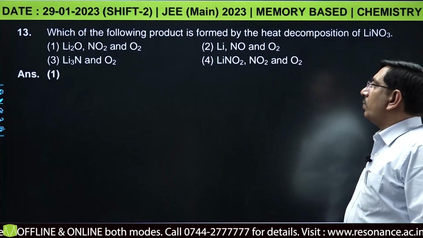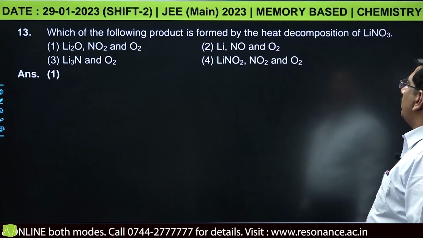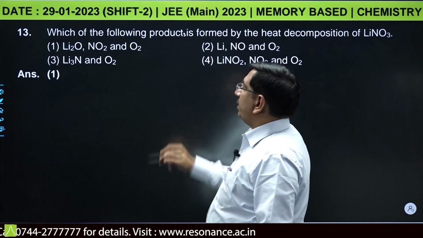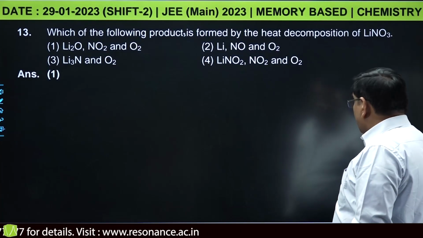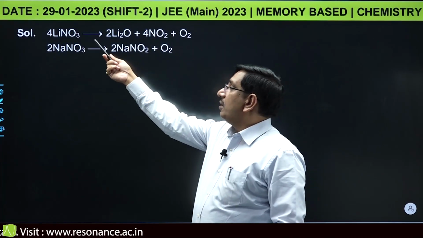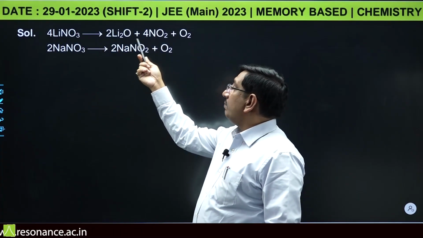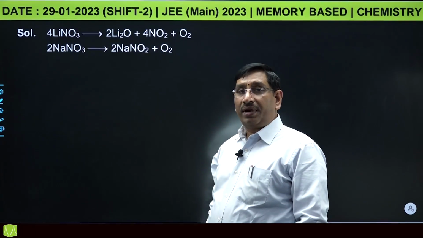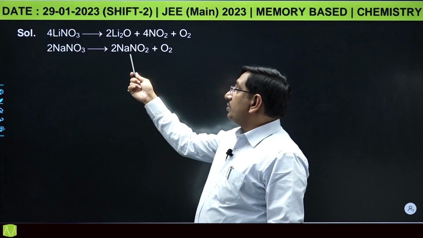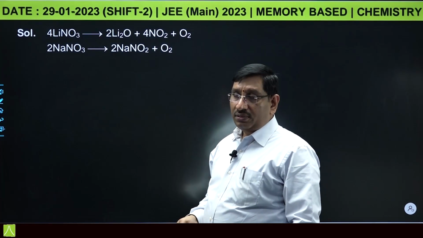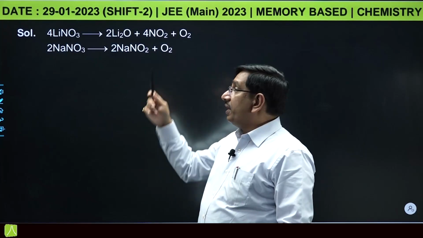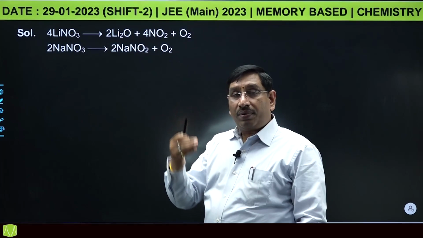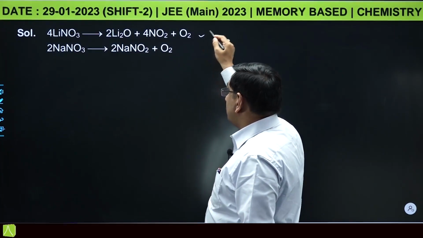Which of the following products is formed by the heat decomposition of lithium nitrate? So, which products will be formed? Lithium nitrate especially, on heating, will give lithium oxide, nitrogen dioxide and oxygen. But other alkali metal nitrates on decomposition will give nitrites and oxygen. So, it is the anomalous property of lithium. So, you can observe this relation in the abnormal properties of lithium.